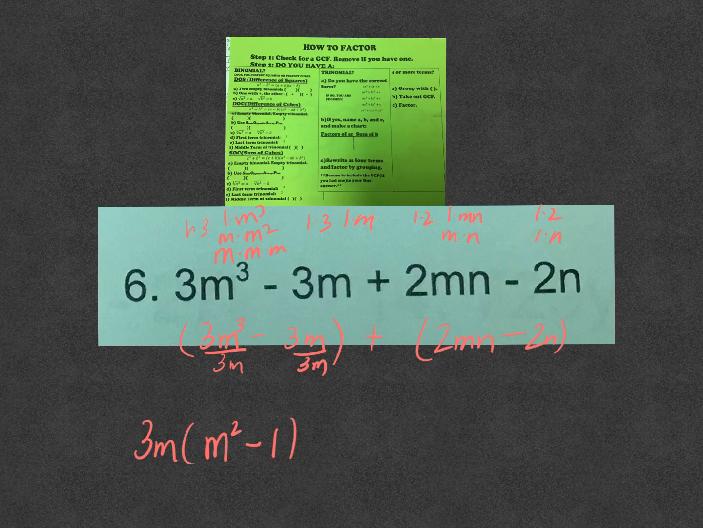And then my next group, I'm going to factor out a 2n. If I divide both of these by 2n, then I've got m minus 1. Now, did it work? This and this are not the same. I'm not going to give you one this complicated. You are welcome to write not factorable, but this actually will factor if I keep going.